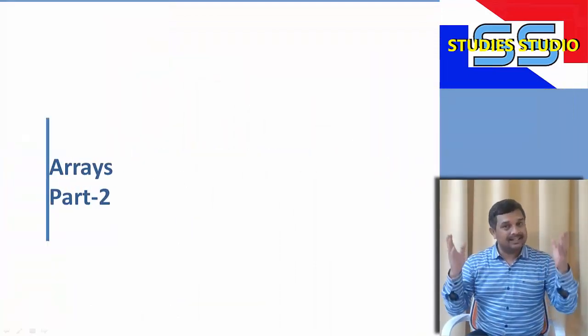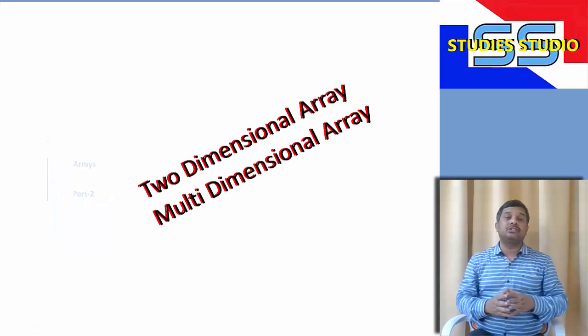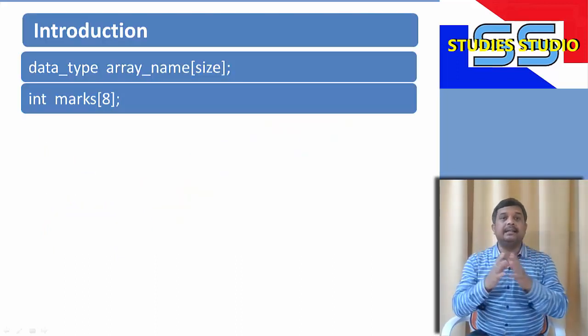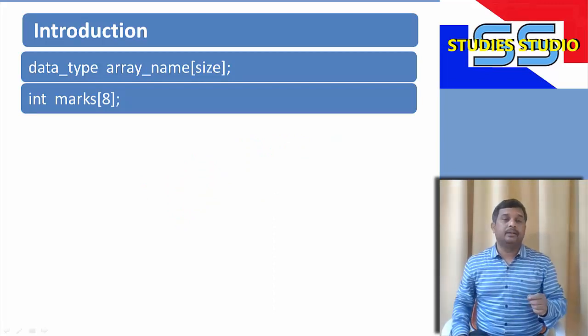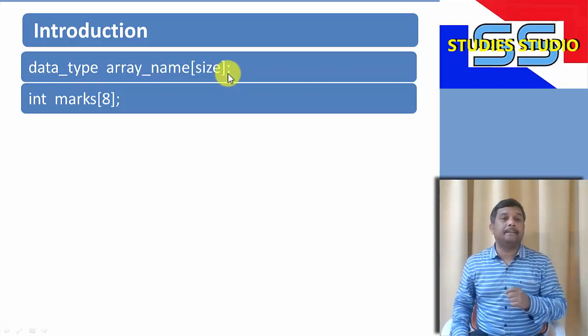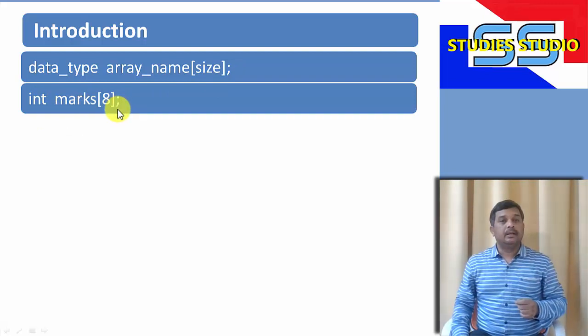So let us start the second part of arrays, and we are going to discuss multi-dimensional arrays. We have already learned the syntax of a single dimensional array. To recall, we write the data type, then the array name and size. For example, int marks[8].